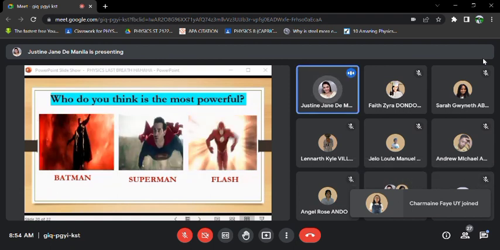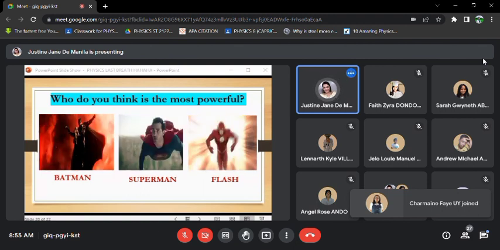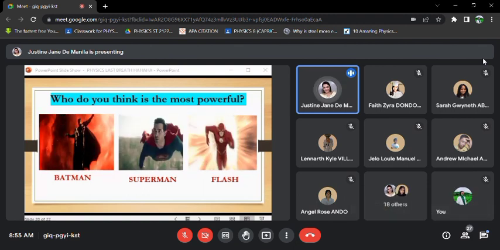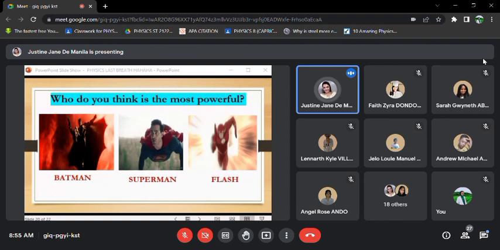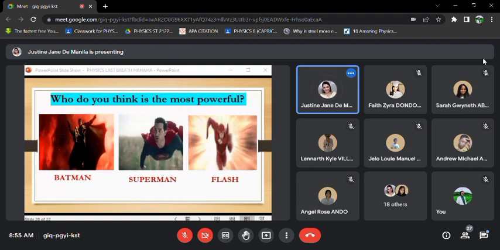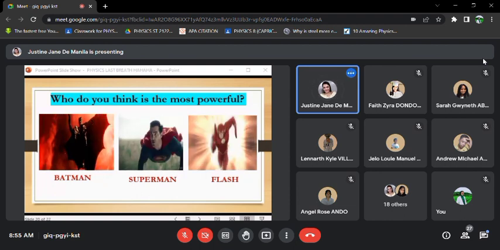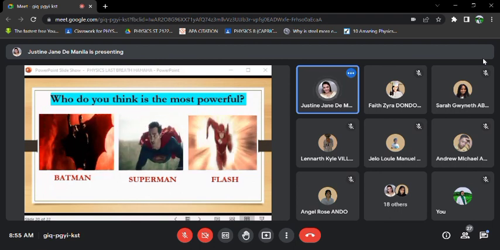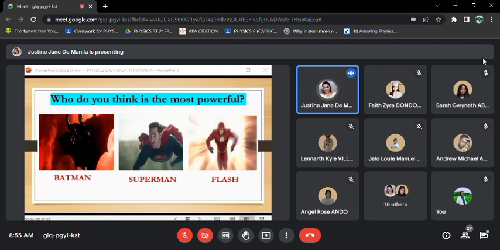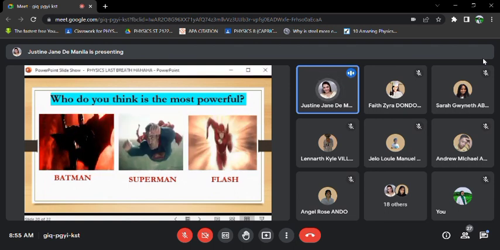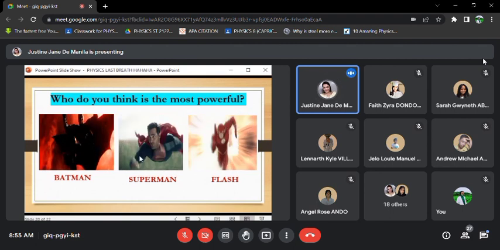Okay, class, let's reveal your answer. There is no wrong or right answer here because in class, sa ilang world, they are all powerful. But what if, class, atong i-apply ang power nga atong na-learn sa physics?